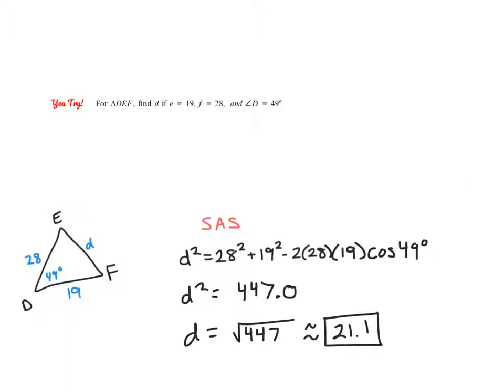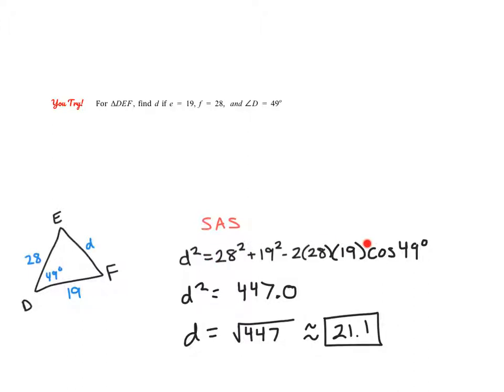Okay, let's check our work. So here, given the information, you can see that we have a side angle side scenario, which is a perfect case for law of cosines. So we can say d squared equals 28 squared plus 19 squared minus 2 times 28 times 19 times the cosine of the angle that matches, 49 degrees.